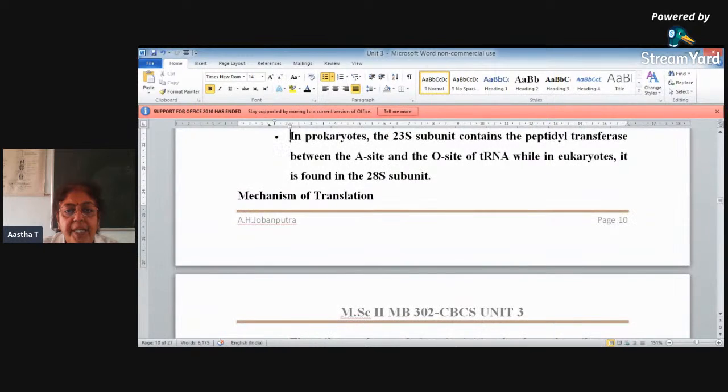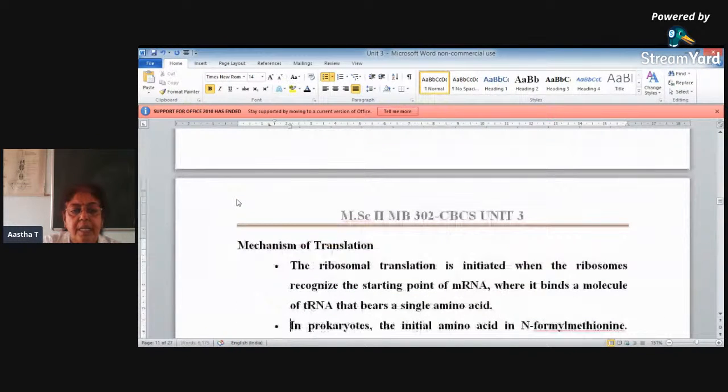In prokaryotes, the 23S subunit, note it down somewhere. They can ask it in an MCQ. In prokaryotes, the 23S subunit contains peptidyl transferase between the A site and the P site of tRNA. And it is found in eukaryotes in the 28S subunit. Where is this peptidyl transferase found in prokaryotes? In the 23S subunit of the larger subunit of the ribosome. In eukaryotes, it is found in the 28S subunit in the larger subunit of the ribosome. Next, the mechanism of translation.